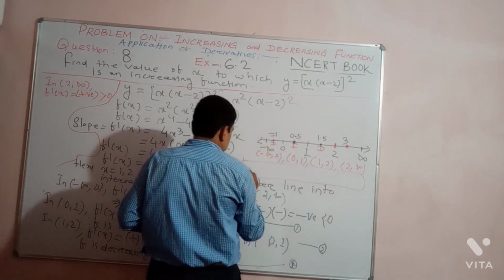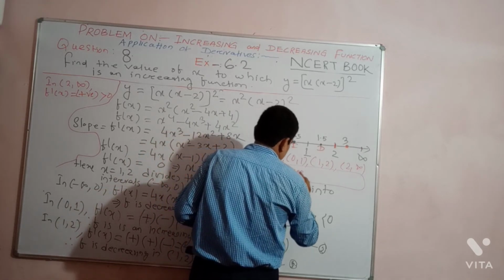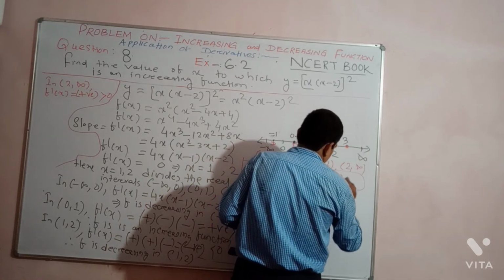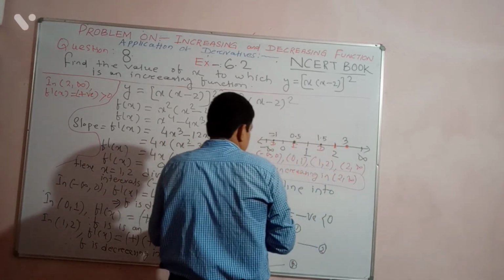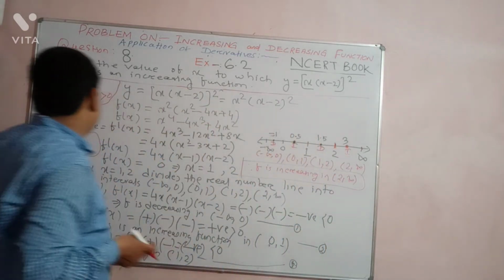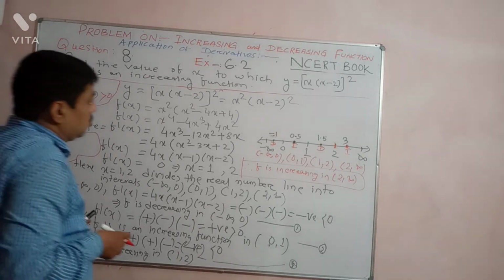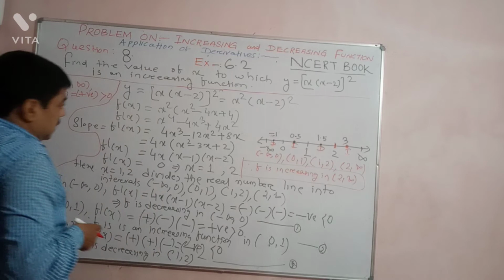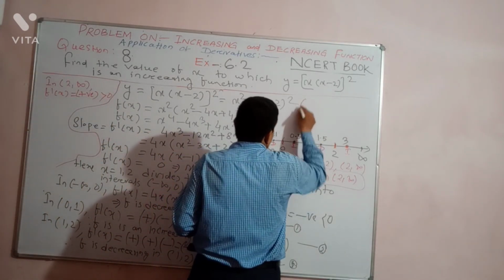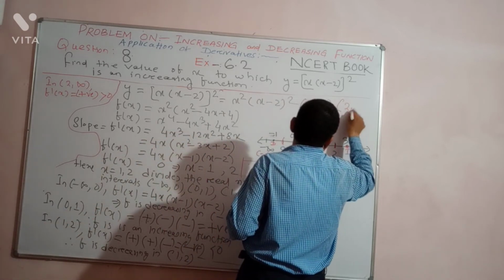Hence f is increasing in the interval 2 to infinity. So here the function is increasing. Our question is asking, find the interval of x in which the function y = f(x) = x to the power x minus 2 whole square is an increasing function. So you see in the interval 0 to 1, the function is increasing. In the interval 2 to infinity, the function is also increasing.